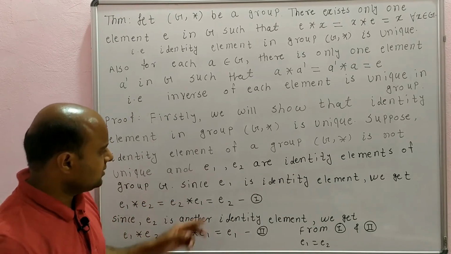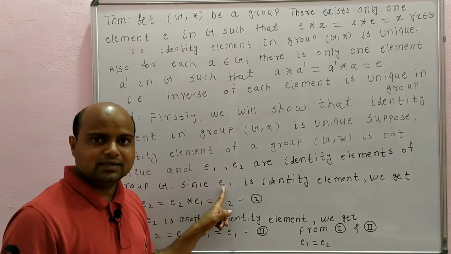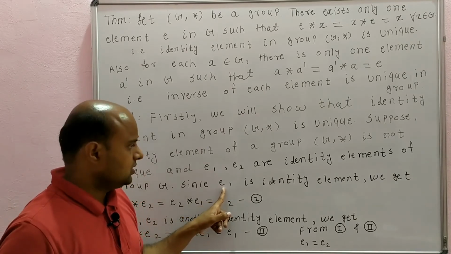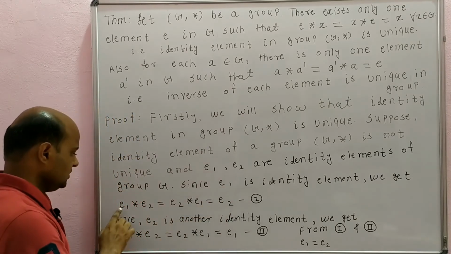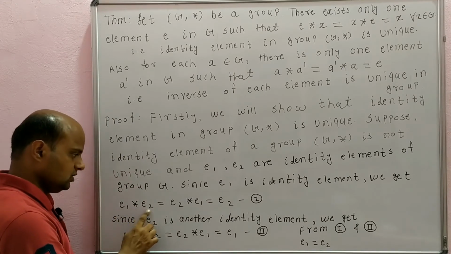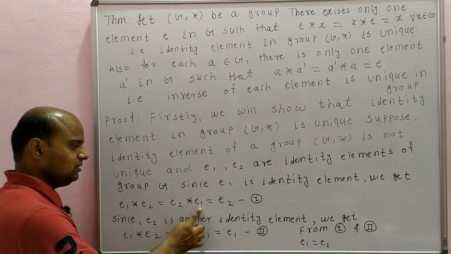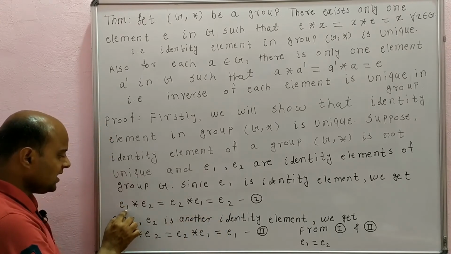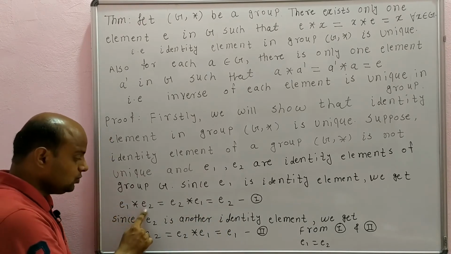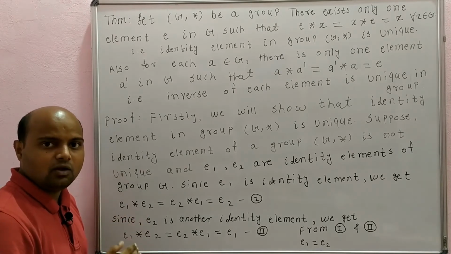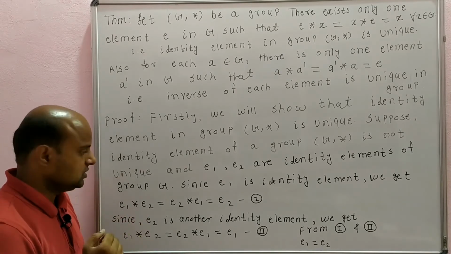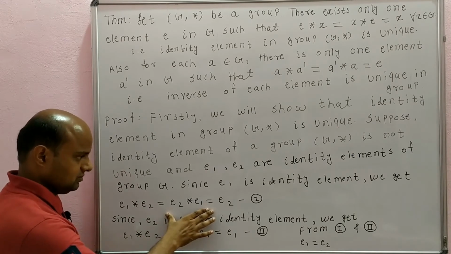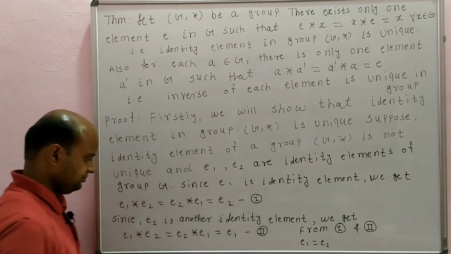Now firstly we will take E1 as an identity element of G. Therefore what we will get? E1 star E2 is equal to E2 star E1 is equal to E2. See here, we will take E1 as an identity element and E2 here as any other element of group G. Therefore we will get this. Say this as 1.